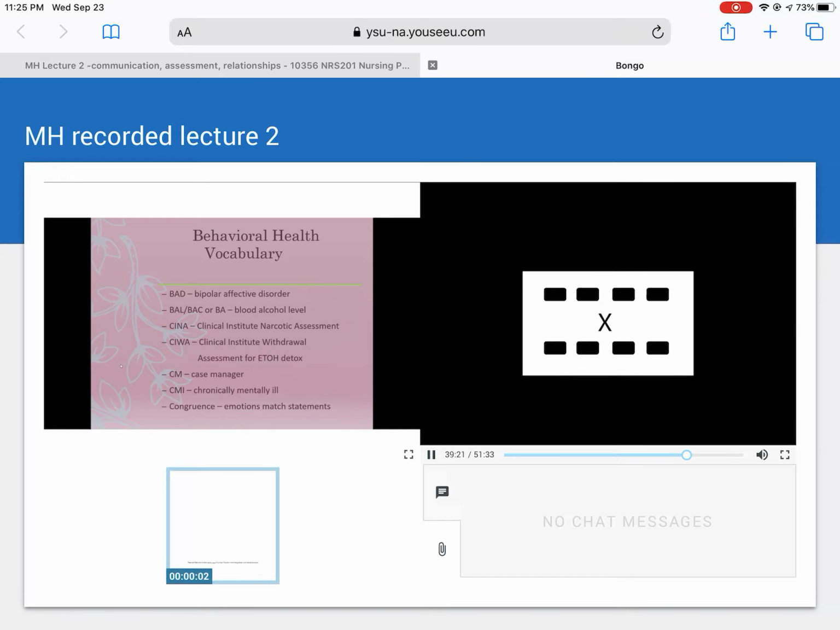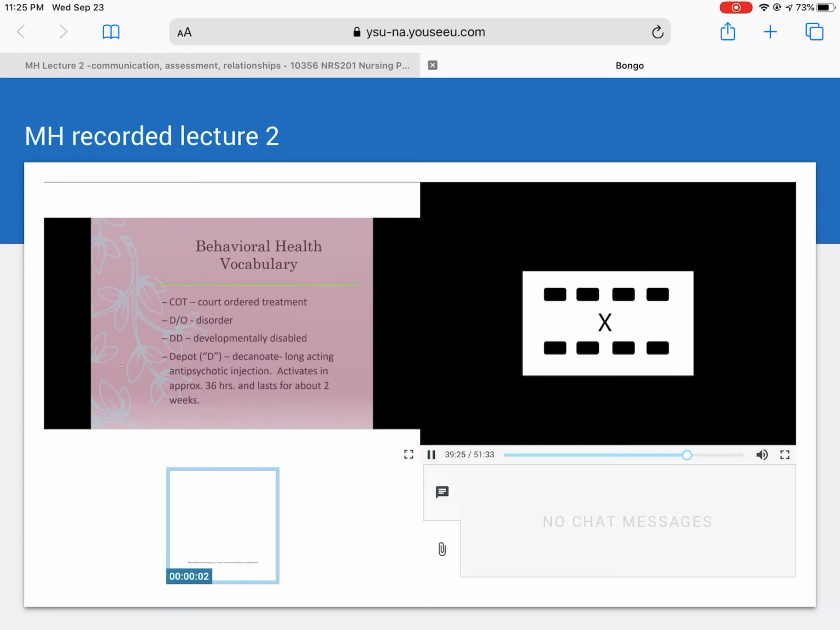Congruence, emotions match statements. So let's say I'm a patient and I wake up in the morning and I come out and I'm like, "Hey, good morning, how are you?" And you say, "How are you feeling today?" And I go, "You know what? I am so depressed." My verbalization is incongruent with my emotions, right? Because I'm telling you I'm depressed, but I'm real exuberant. COT, court ordered treatment.